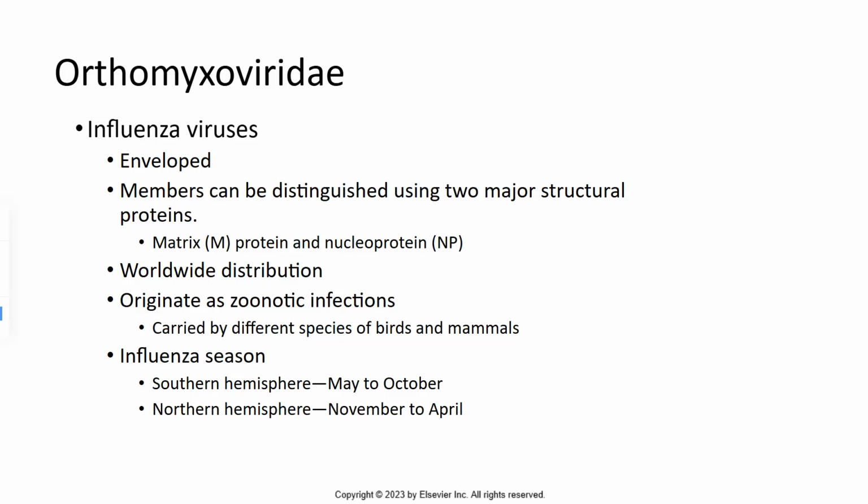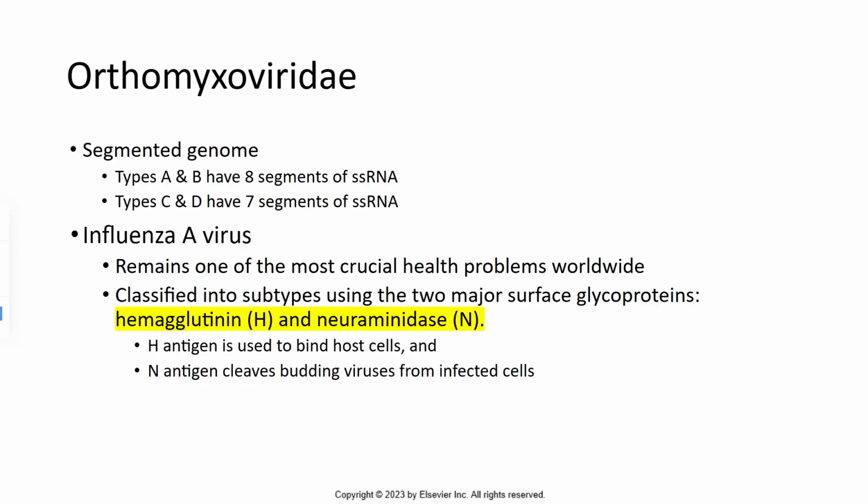Influenza viruses. These are enveloped. Members can be distinguished by two major structural proteins, the matrix protein and the nucleoprotein. Worldwide distribution. Originated as zoonotic infections carried by different species of birds and mammals. Influenza season: the southern hemisphere is May to October, northern hemisphere is November to April. Segmented genome, and types A and B have 8 segments, C and D have 7 segments.